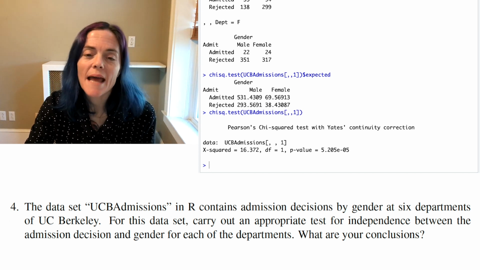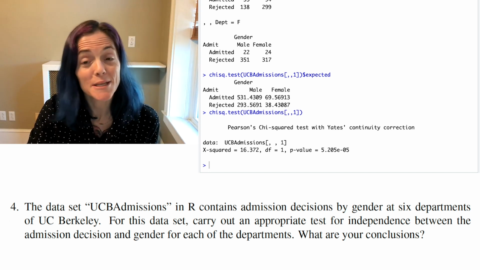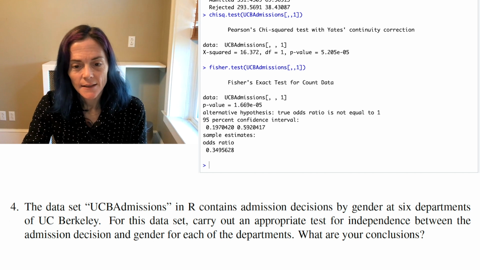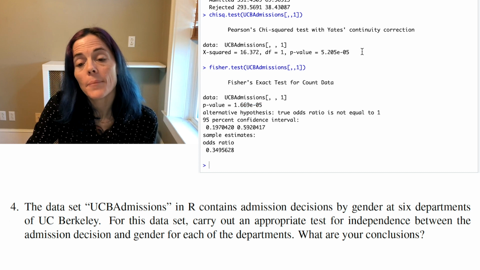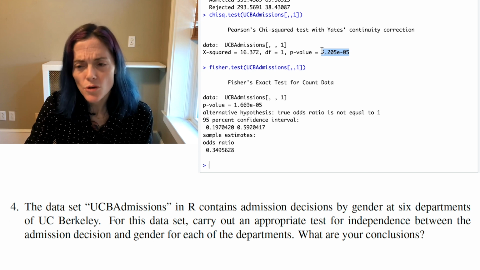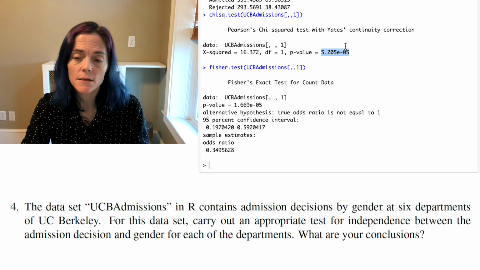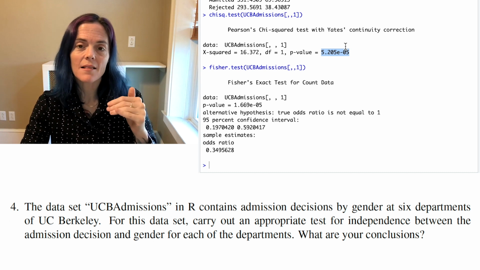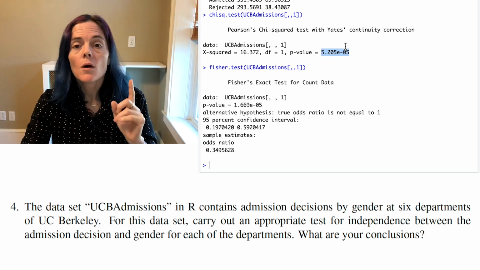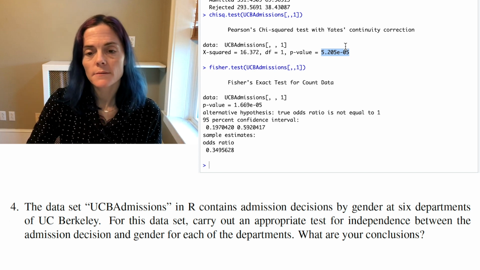Now, what would happen if we did Fisher's exact test on this first department or department A? Well, you see we get a different p-value, but we still have a statistically significant test. So far, well, we have 6 departments, A through F, but we would say that in Department A, we reject the null that the row and column variables are independent. There is some relationship between gender and admissions.